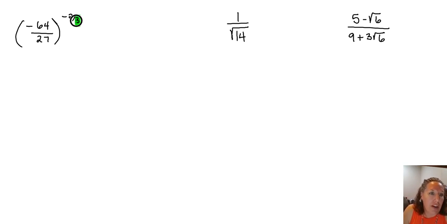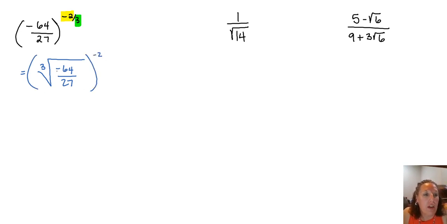The number that we have in the denominator of our fraction is telling us the index of our root. In this case, we've got a 3 in the denominator, so we're going to be looking at a cube root of what's inside the parentheses, negative 64 over 27, and then the number in the numerator is giving us the power that we're going to raise that expression to. So the cube root of negative 64 over 27, we can split that up and just look at the cube root of the numerator and the cube root of the denominator.